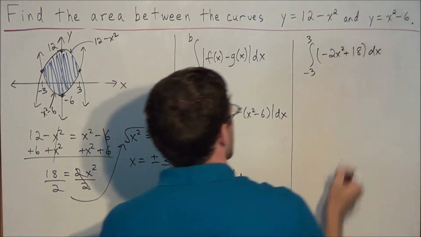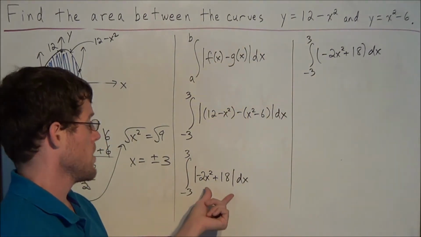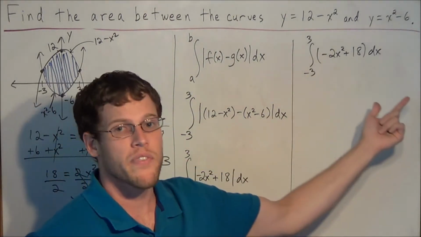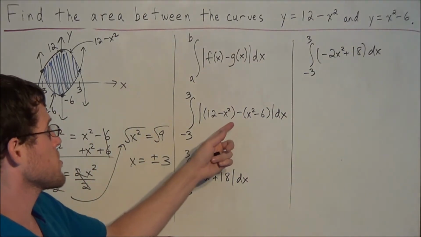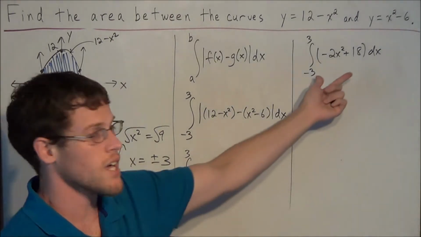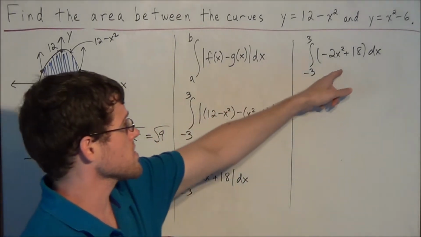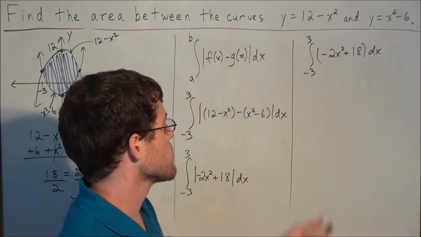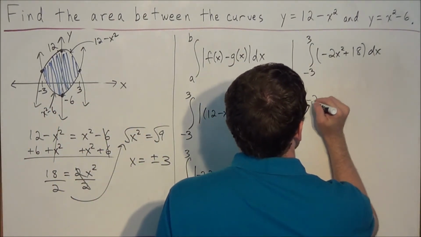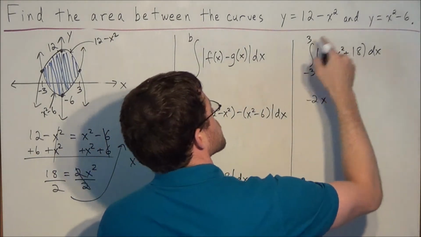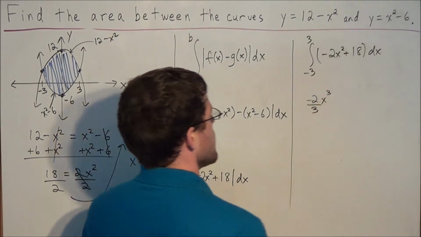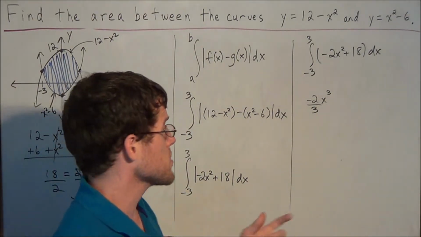plus 18. Remember, based on the definition of absolute value, if the expression on the inside is greater than or equal to 0, you just rewrite that expression. So once again, that's why we chose f of x to be the greater function, because it makes taking the absolute value a lot easier. So now at this step, we could go ahead and find the antiderivative of this expression. So we're looking at negative 2 x to the 2 plus 1, so to the third power, and now we just divide by 3. We're just using the power rule for integration.